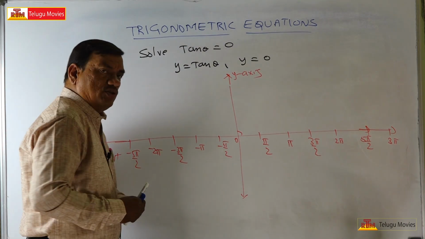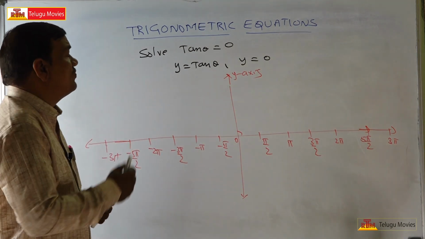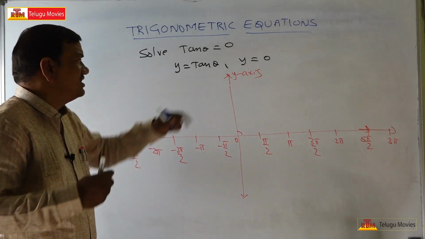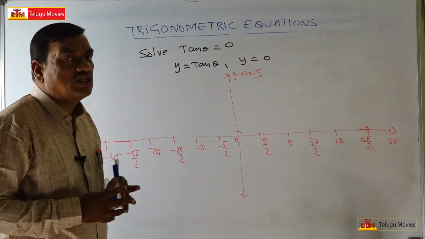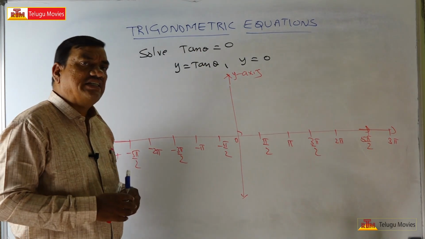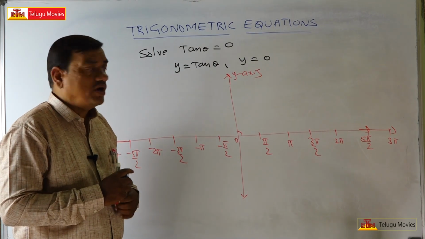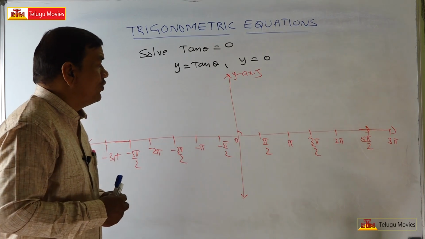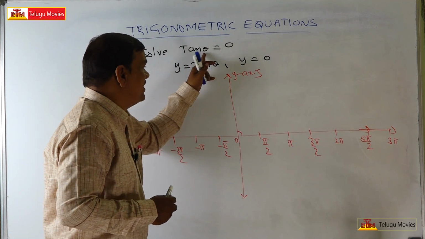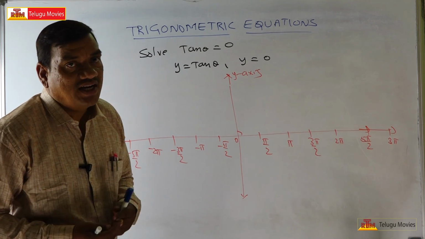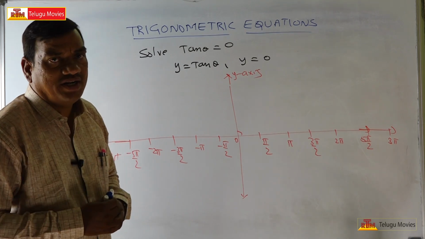We know the range of tan theta is minus infinity to plus infinity. As theta increases, the tan theta value also increases. As theta decreases, tan theta also decreases. You learned this in trigonometry. One more thing we know is that at pi by 2, 3 pi by 2, 5 pi by 2, tan theta is not defined. That also you know in trigonometry.